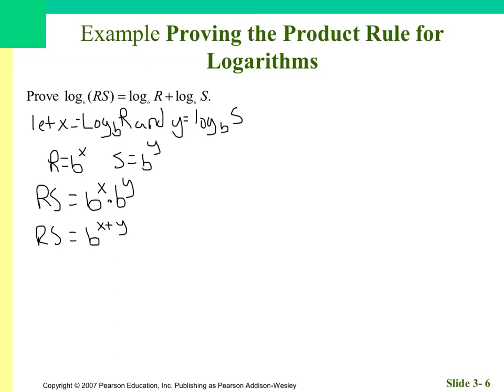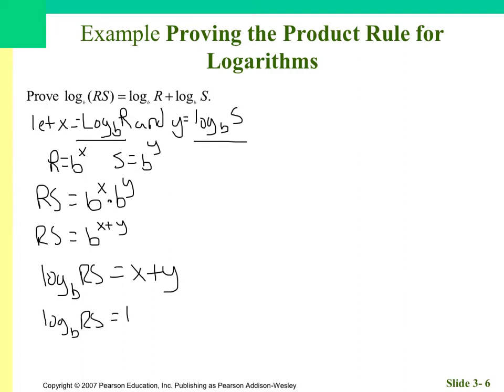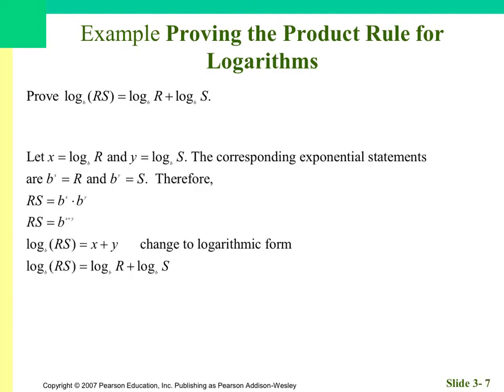And if we just use the rule that b to the n is equal to the log of n, you get log base b of rs equals x plus y. But didn't we say let x be this and y be that? So substitute those back in. And there it is. So now we got to use them. Yep, they did the same way.